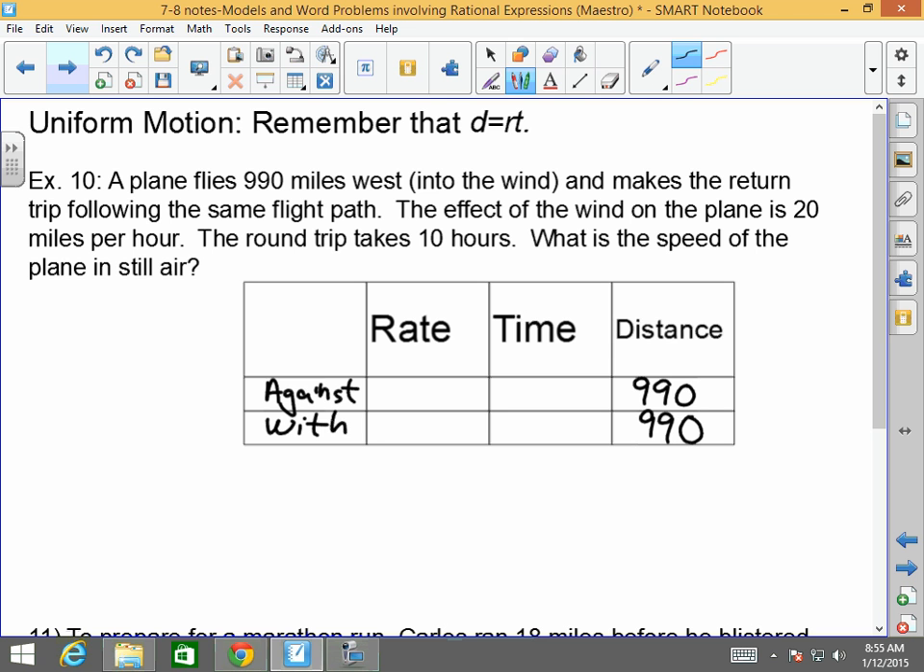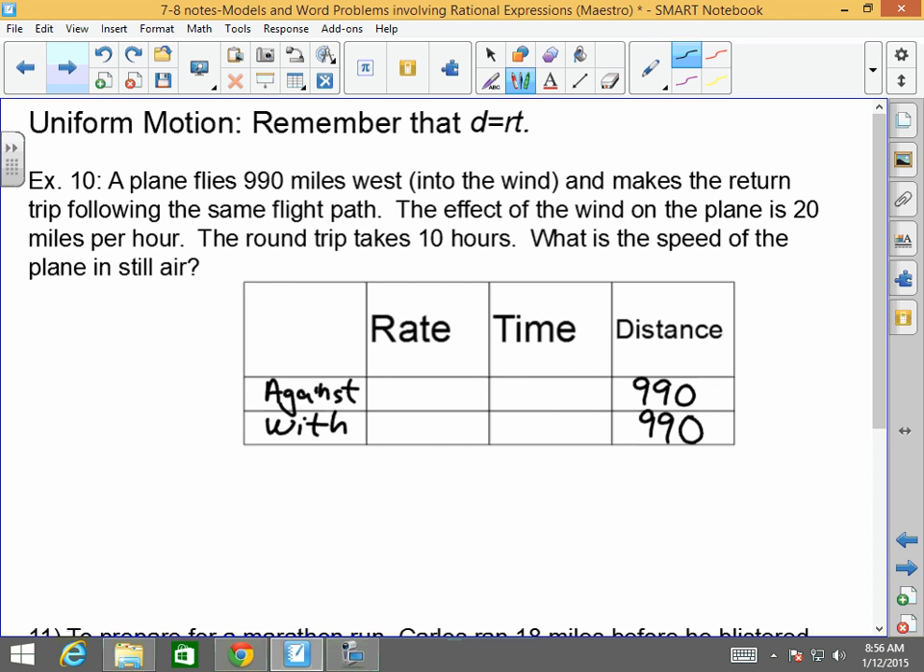Now, a lot of people are going to say, oh, just put 10 here. No, because that's not the amount of time that it took against. Some people may say, okay, how about this? Put x for time here, and then 10 minus x here. That's nice if you knew your rate, but do you know your rate? No. So this is where it gets quite fun.